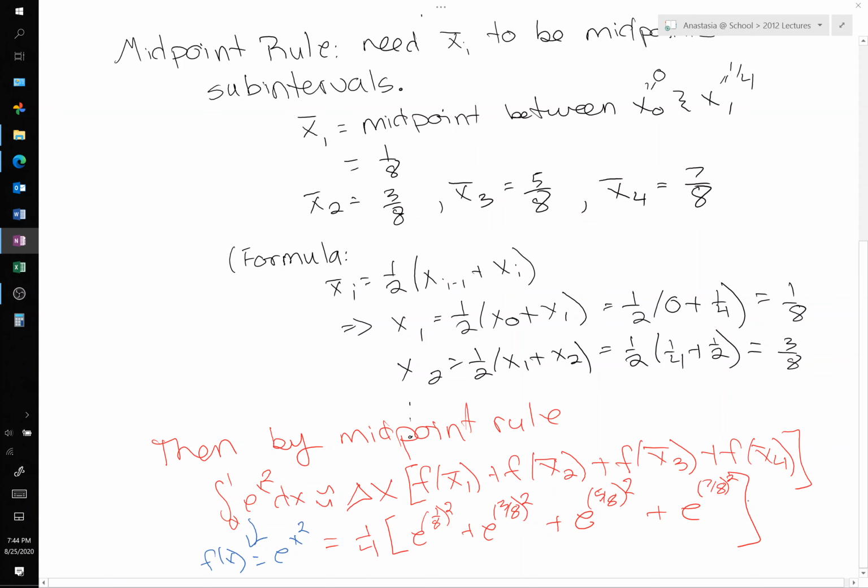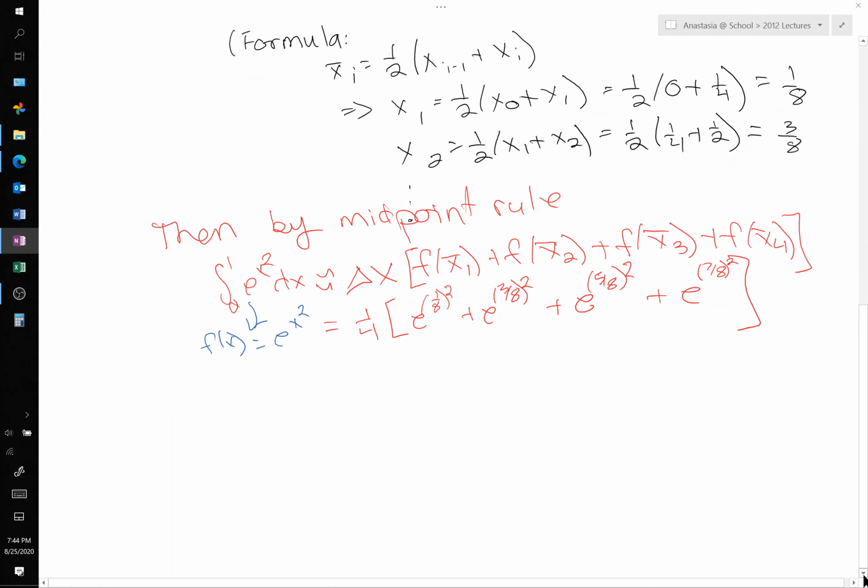Now, if we don't have a calculator, then this is about as far as we can go. If you want to, you could simplify it a little. So you have e to the 1/64 plus e to the 9/64 plus e to the 25/64 plus e to the 49/64. That is really as far as you can go.